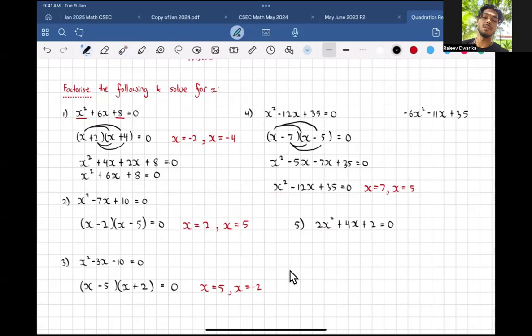So how would we solve this? Haley, I want you to notice something. What is the coefficient of x squared here? Oh, 2. So things are going to change a little bit. So how would I multiply to get 2x squared?